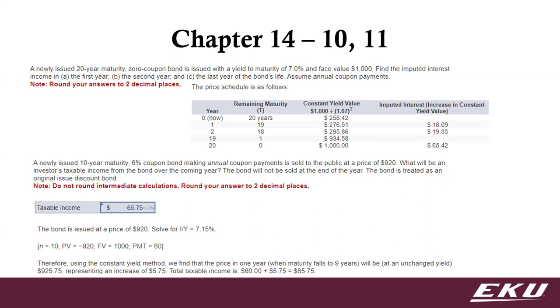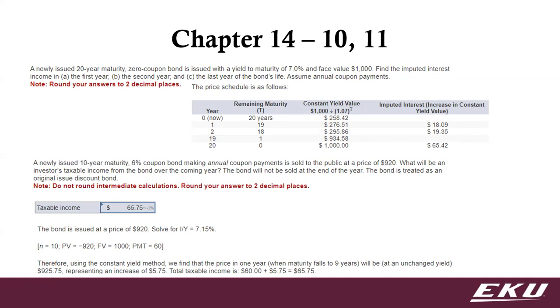This is problems 10 and 11. Again, they're just sharing a page. So problem 10, it's a 20-year security, the zero coupon, so payment's going to be equal to zero. Yield to maturity is your IY. Face value, that's the same as the future value, it's 1,000. And then we can calculate the imputed interest that would be in those years.